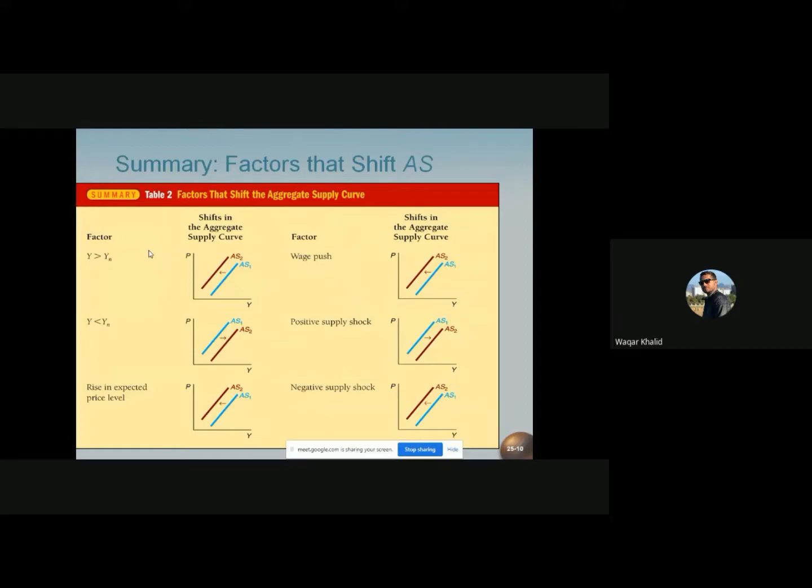Number three, workers attempt to push up their real wages. Number four, changes in the production costs that are unrelated to wages, for example, energy costs. These are the most important factors shifting the aggregate supply curve. But the first three factors shift the aggregate supply curve by affecting wage cost. However, the fourth factor affects other cost of production.